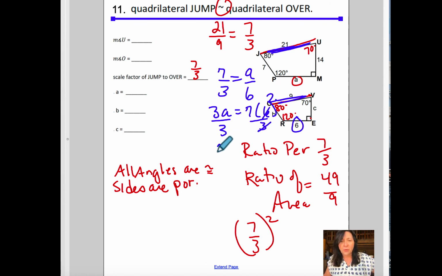2 times 7 is 14. So the solution set for A is 14. Oops, I put A in there, so let me rewrite that. Okay, so that's 14.